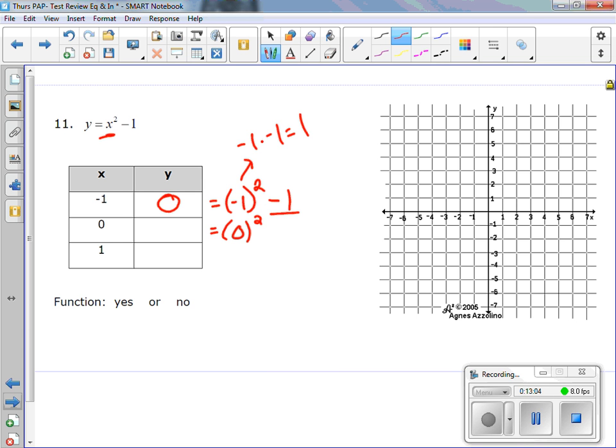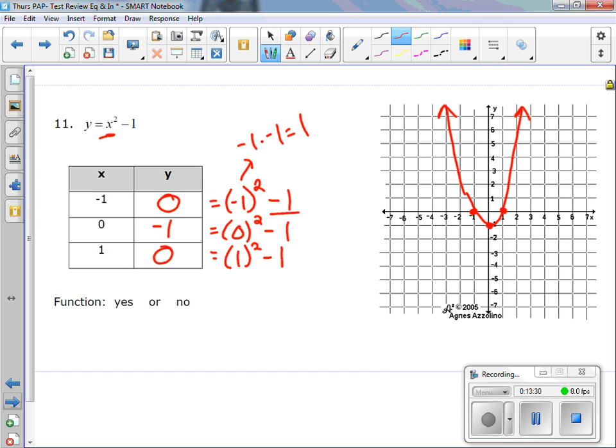So this is 0 squared minus 1. That's 0 minus 1, which is -1. Then we have 1 squared minus 1. 1 squared is just 1, so minus 1 is 0. So I'm going to plot my points: -1, 0, 0, -1, and 1, 0. This actually is a little bit funky, but it's kind of like a weird curve like that.